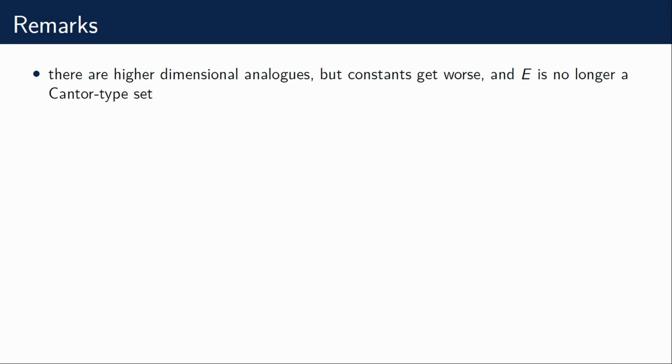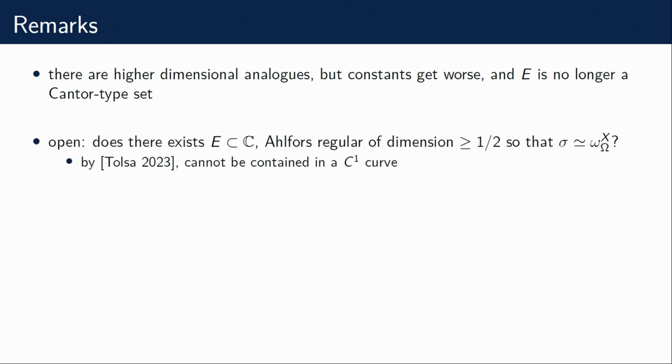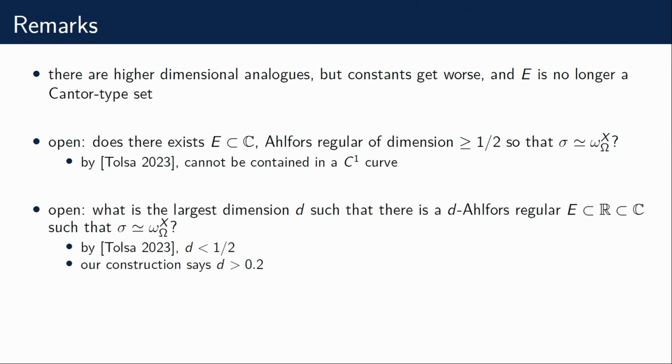But with that, I'm more or less out of time, but I'll just remark, the result works in higher dimensions, but we don't get a Cantor type set. And it leaves open an interesting question combined with the work of Xavier Tolsa, which I'll phrase in this way. Can you find a compact set in the plane, which is Ahlfors regular of dimension at least 1/2, for which surface measure and harmonic measure are comparable or even just mutually absolutely continuous? The work of Tolsa says that if you can find one, it's not allowed to be in a C1 curve. But with our construction, we can only get dimension up to 0.4, so we don't know. But yeah, I'll stop there, and I'm happy to answer any questions.